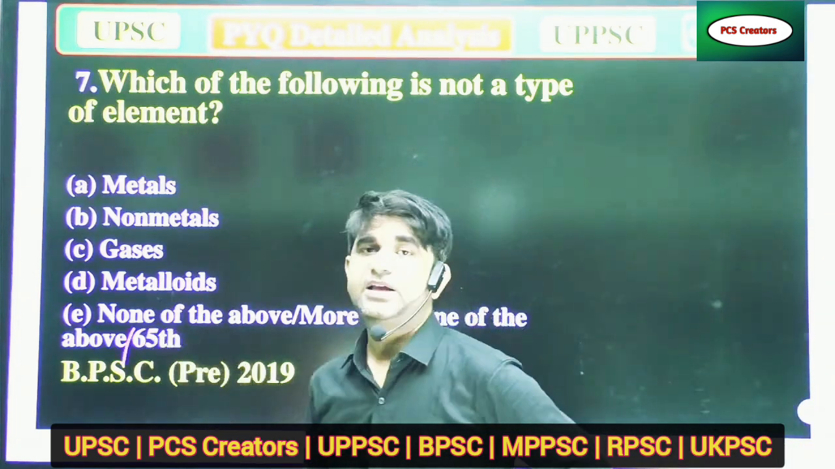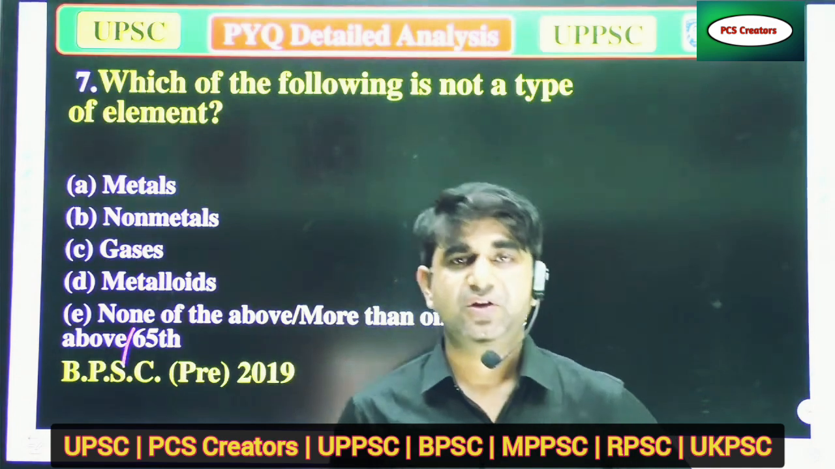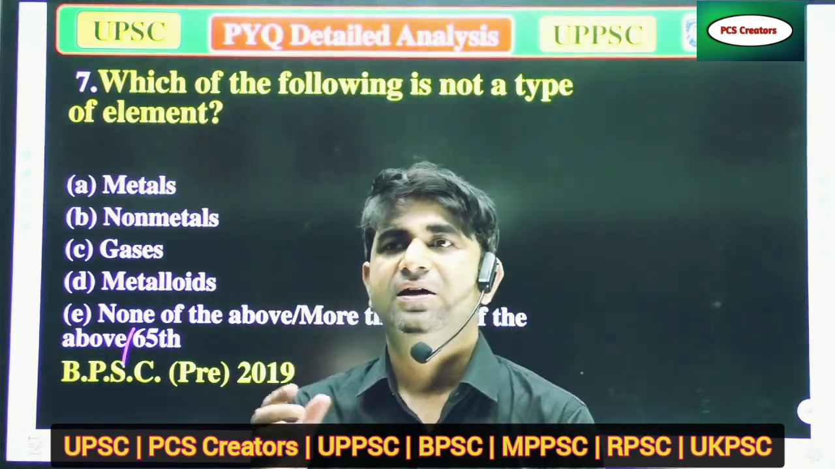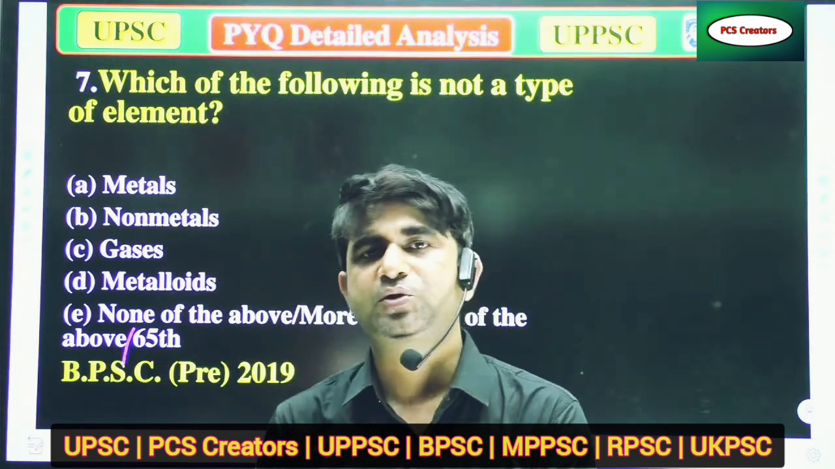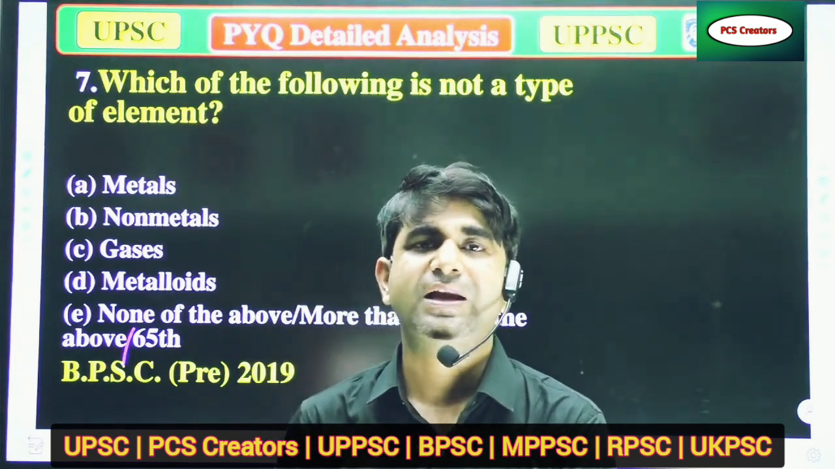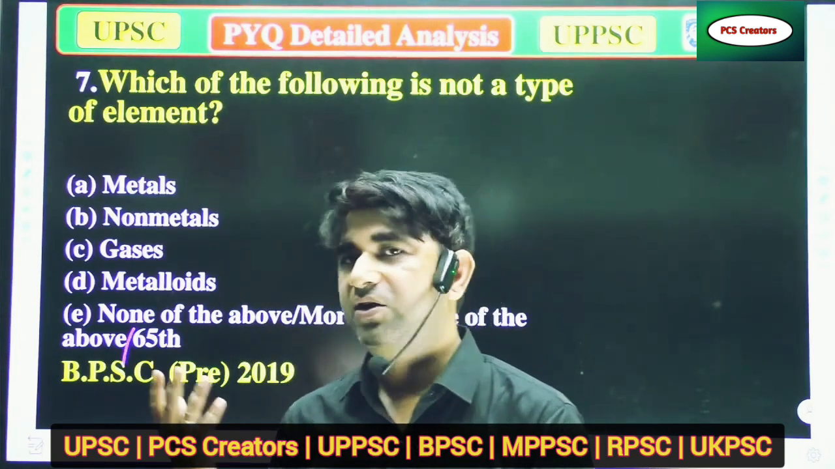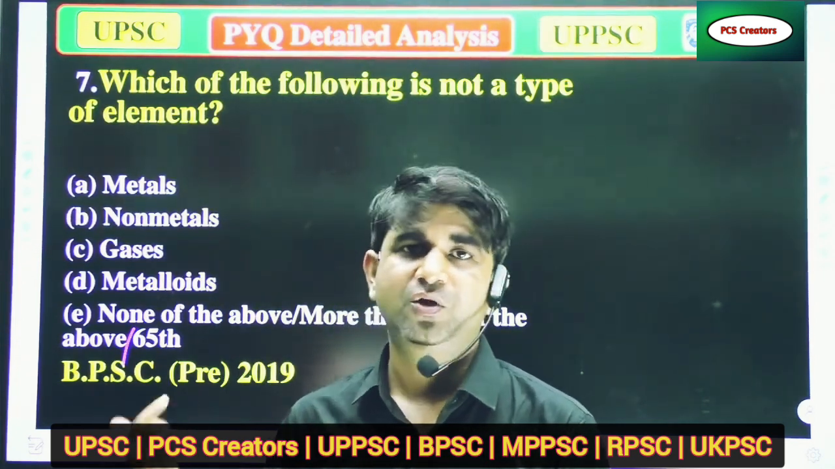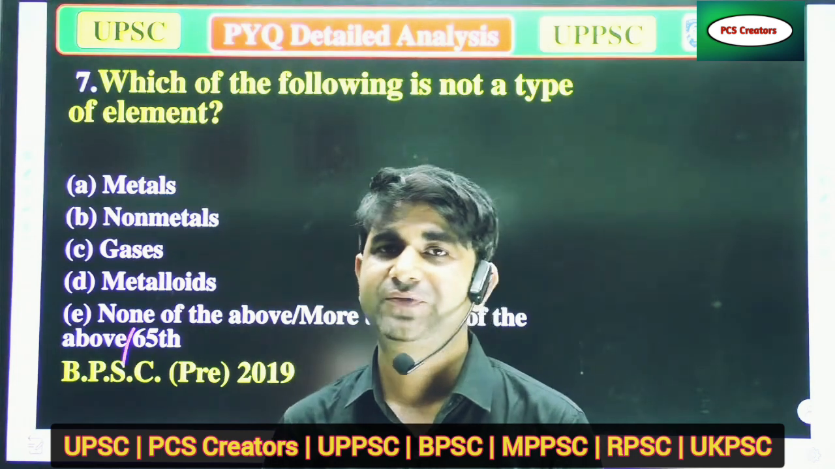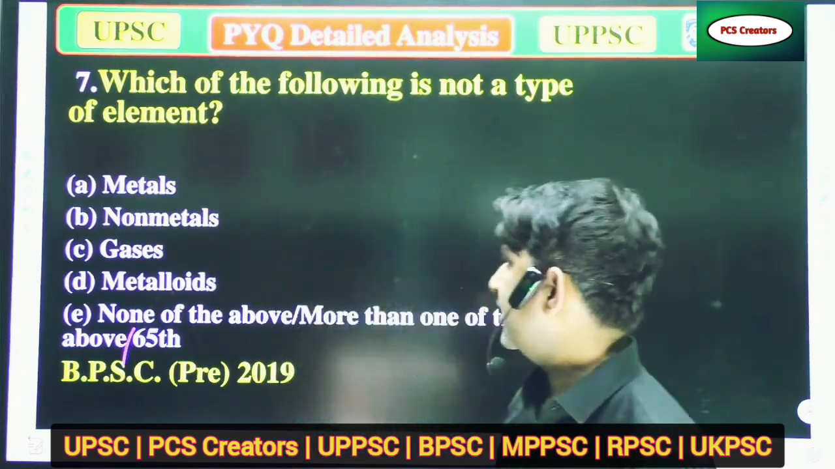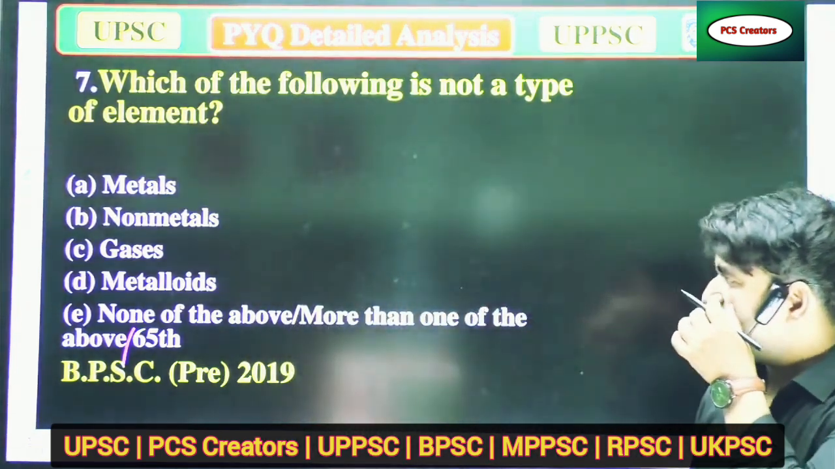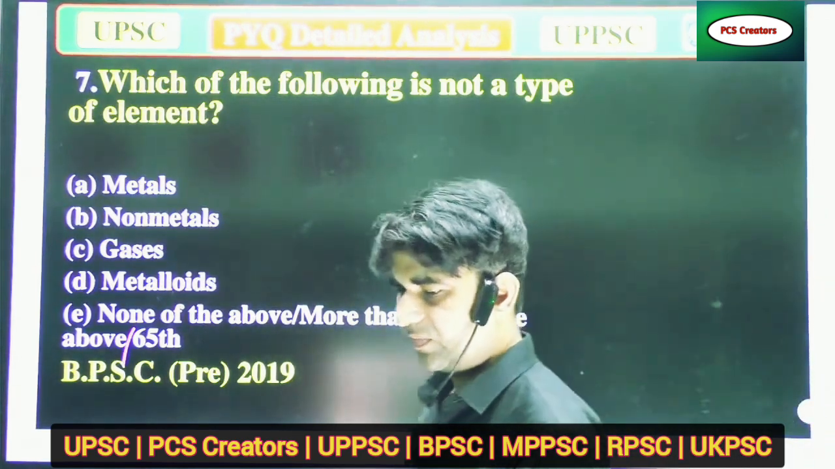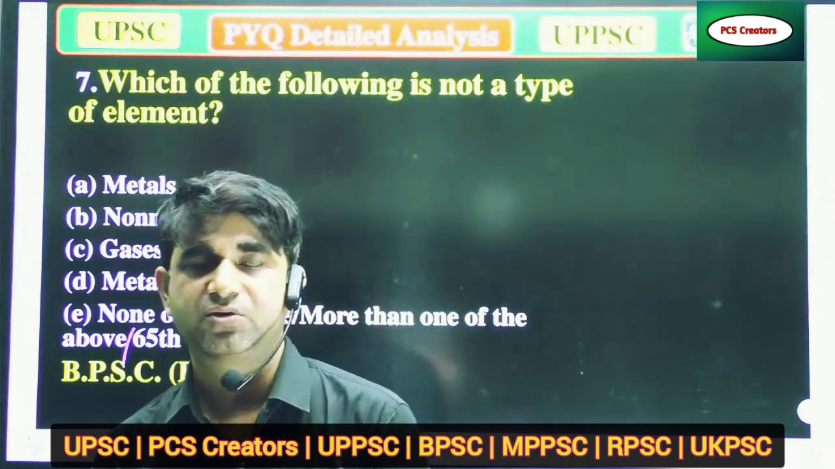As I'm saying, in BPSC generally 5 options are given, and the fifth option E, none of the above or more than one of the above, mainly confuses many people. This type of question is very tricky. Options: A, metal; B, non-metal; C, gases; and D, metalloids. Answer these questions, please, everyone. Which of the following is not a type of element?